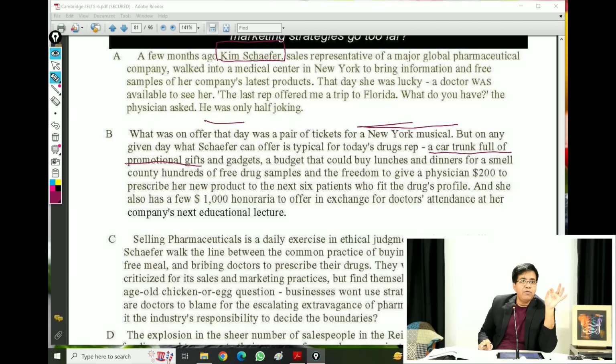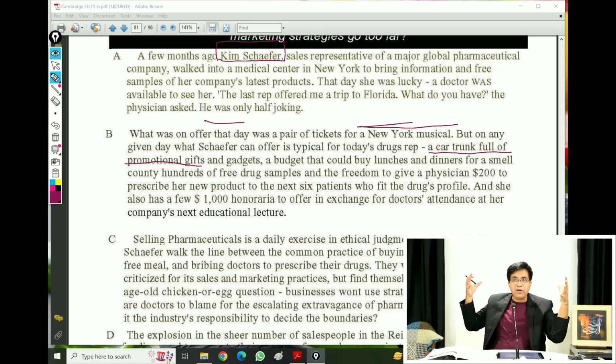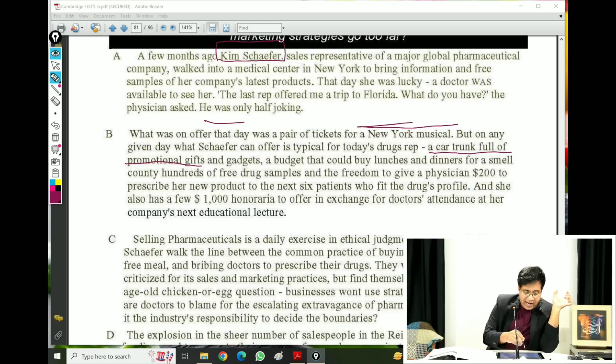Now look here. Focus on the word budget. What is he doing? He is offering a car trunk full of gifts. Now when you are offering a car trunk full of gifts, do you have a limited budget? No, you can offer only one small thing if you have a limited budget. Let's read on. And gadgets. What is gadgets? Laptops, mobile phones, and all that.